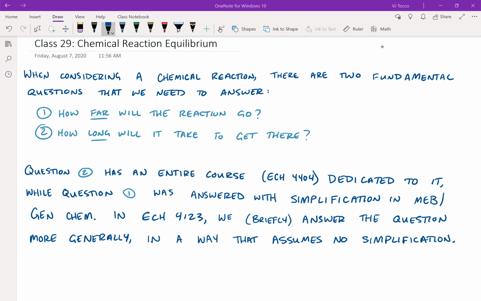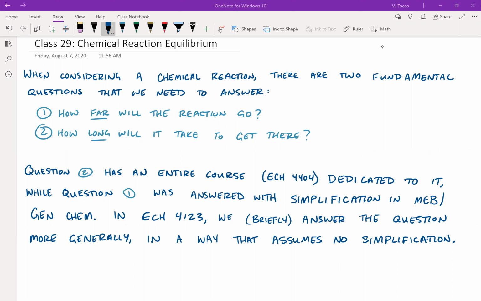So just in general, when you're considering a chemical reaction, recall that there are two fundamental questions that you would need to consider or answer as the engineer. One is how far will that reaction go? And two is how long will it take to get there? These are two completely different questions that are sometimes related. As I mentioned, question 2 is going to be the subject of your kinetics class, which you will take later on in the curriculum.